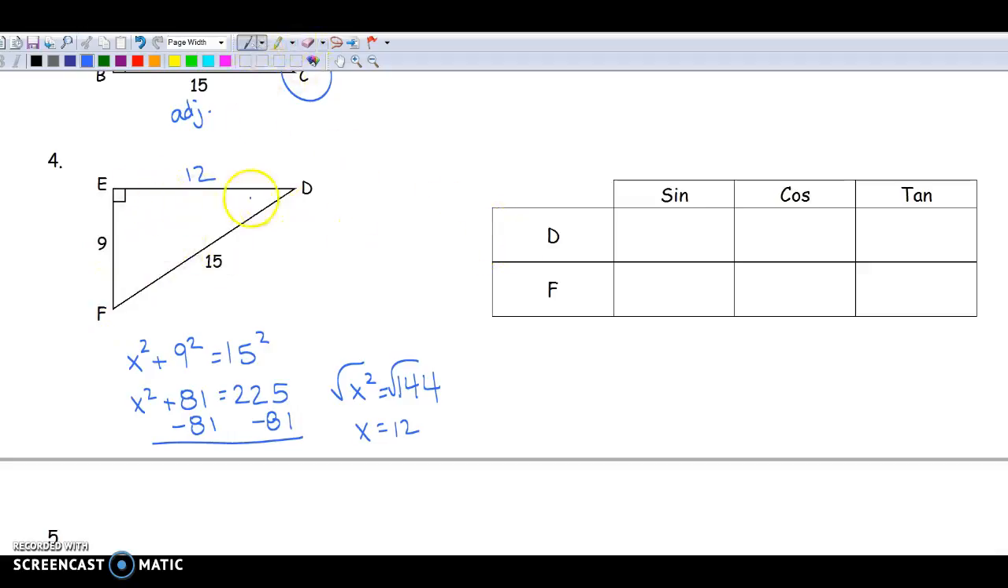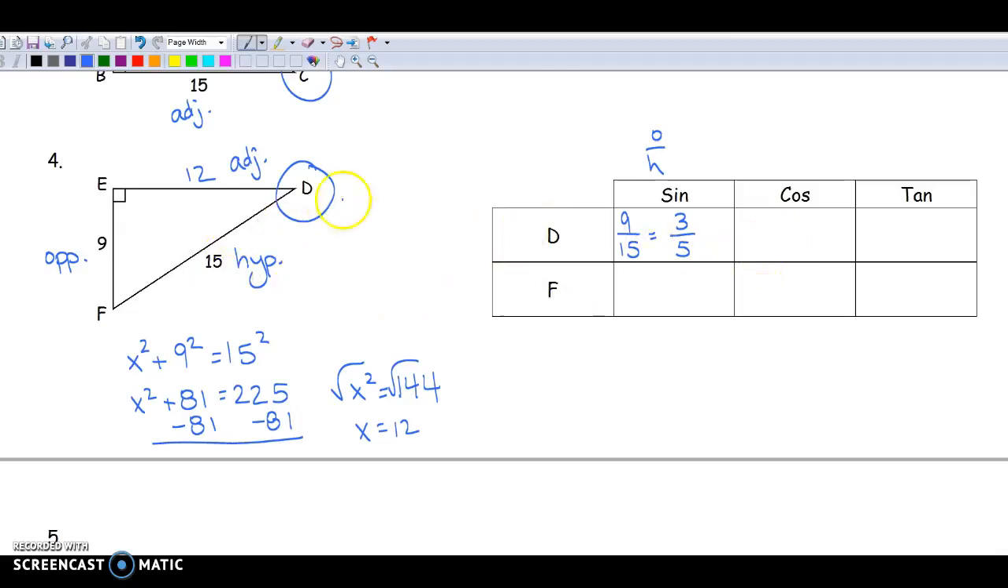Let's deal with angle D first. So here's angle D. The hypotenuse we know is 15. The opposite side is going to be 9, the side that doesn't touch angle D, and then the only side left is my adjacent side. Sine is opposite over hypotenuse, so opposite 9 over the hypotenuse 15. This one can be reduced, so make sure you reduce it. You get 3/5.